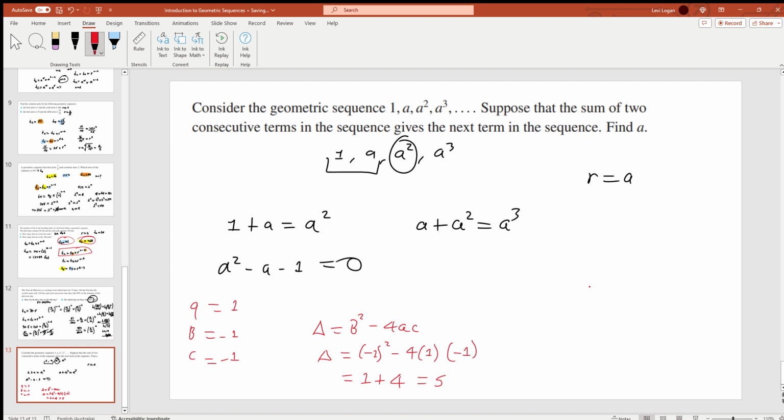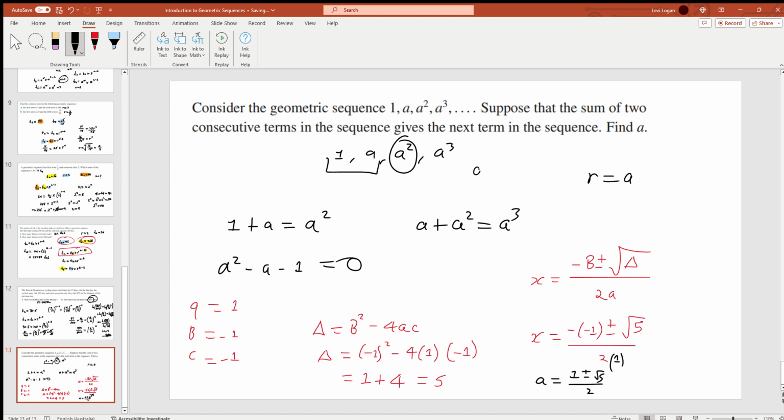So you need to work this out in the quadratic formula. Just finishing off, x is negative b plus or minus root delta over 2a. So x equals minus -1 plus or minus what we just worked out here, all on 2a. This a is talking about this one here, sorry. I've got to replace that with 1. So that means a is going to be 1 plus or minus root 5 on 2. Okay? So a is 1 plus or minus root 5 on 2.